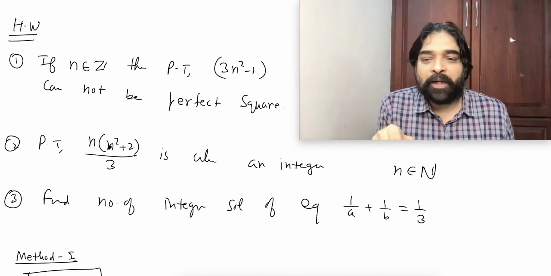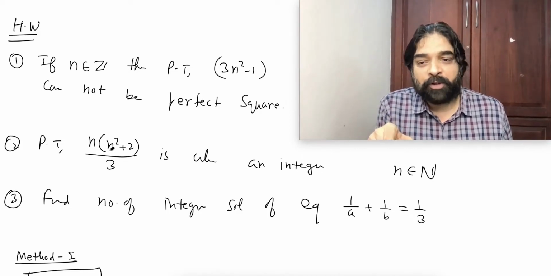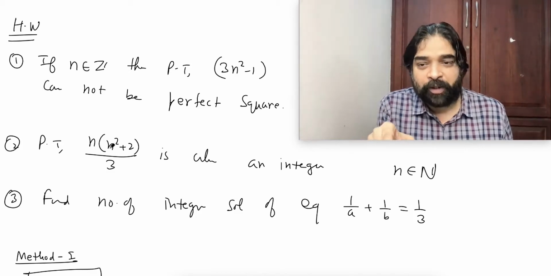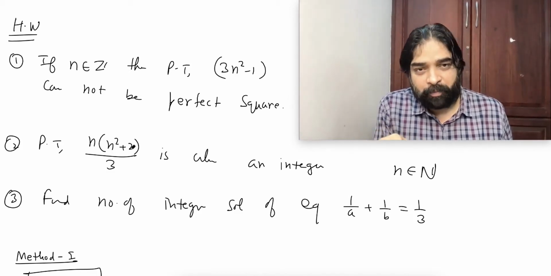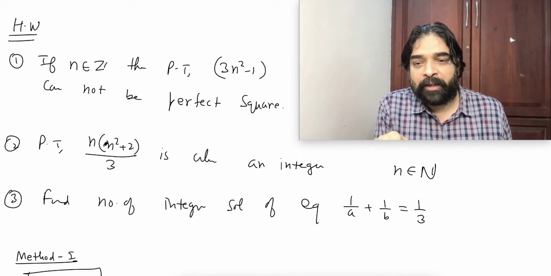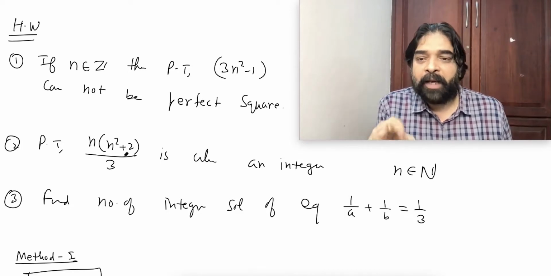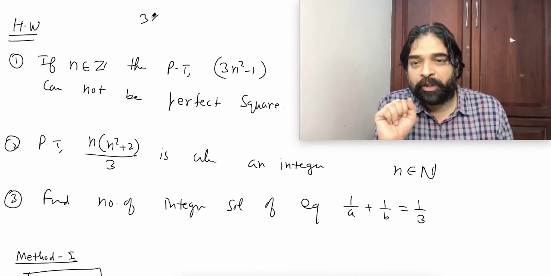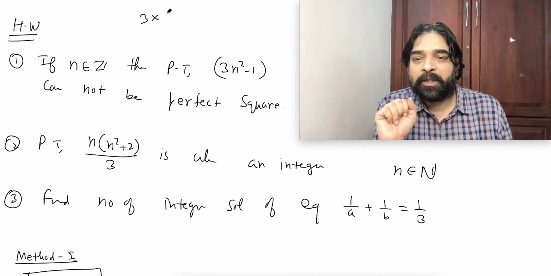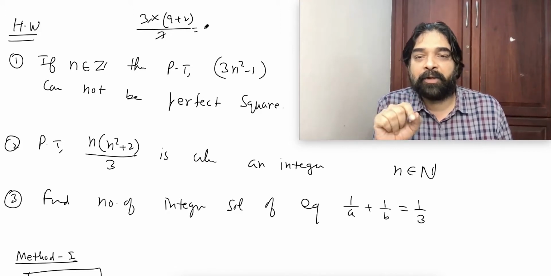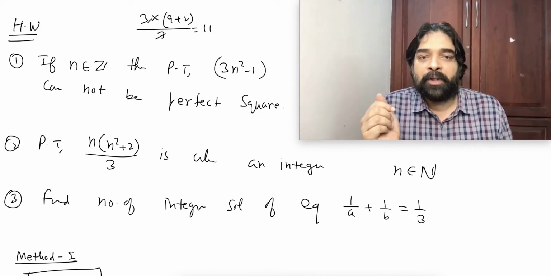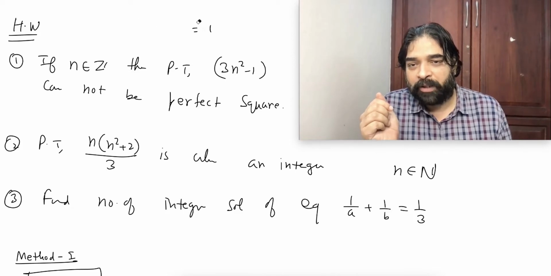Because if you put n equal to 1, it's a perfect square. If you put n equal to 2, 4 plus 2, 6, and 4 it will become. If you are going to put n equal to 3, so 3 into 9 plus 2, 11, divided by 3. 3 will get cancelled and it will be 11. 11 is not a perfect square.